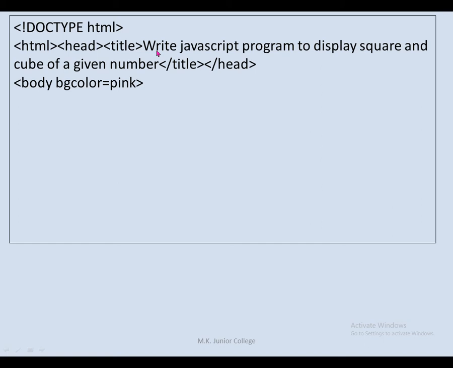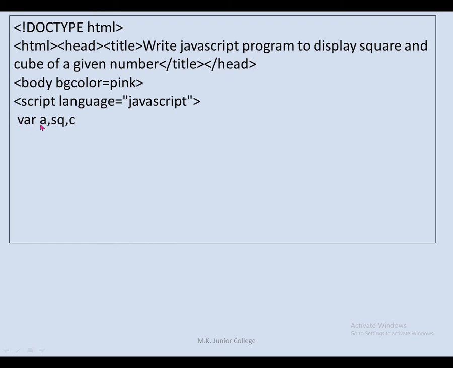The question is: write a JavaScript program to display square and cube of a given number. You have to accept this number from the user. So in this question, simply, I need a variable. I will use prompt and ask the user to please enter a number, then calculate the square and cube of that number and display it with the help of document.write. Here in the title the question is given. I am closing the head part, starting with the body tag, then directly starting the script language, JavaScript.